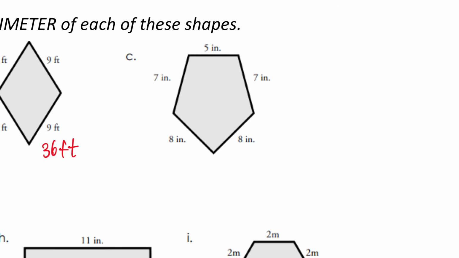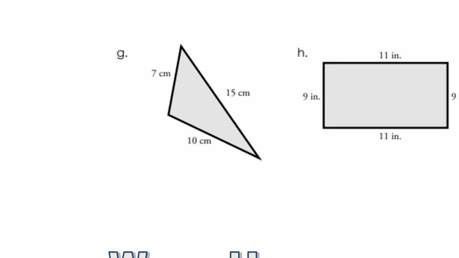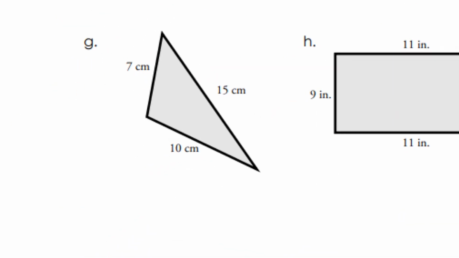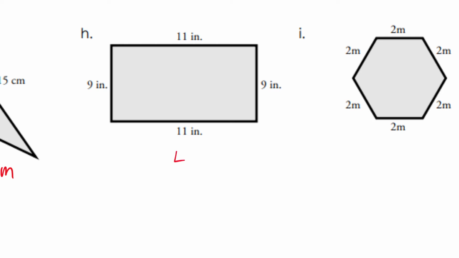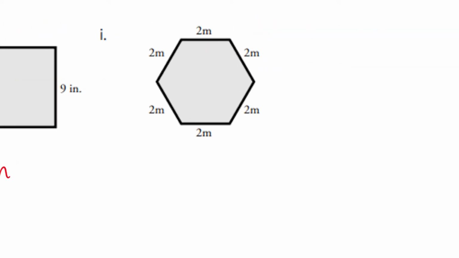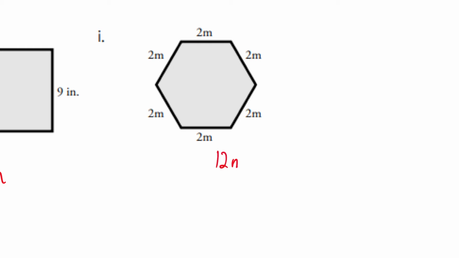Yes. Okay, guys, I need you to listen, please. What's the perimeter of this one? 35. Okay, 35. Just adding those up. What's the perimeter on this one? 32. Okay, 32. Perimeter on this one? 40. And then the perimeter on this one? Is 12.